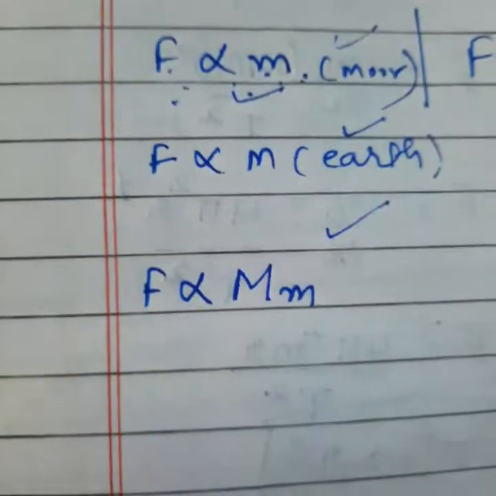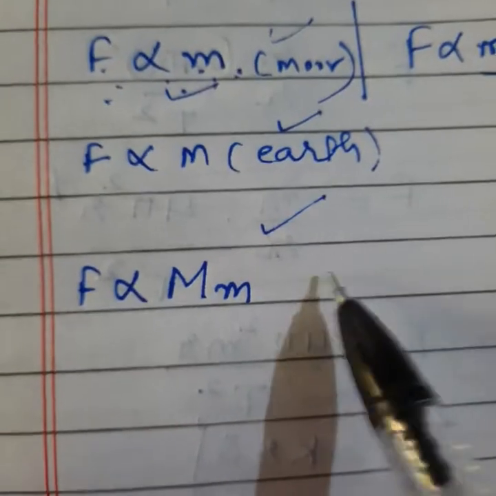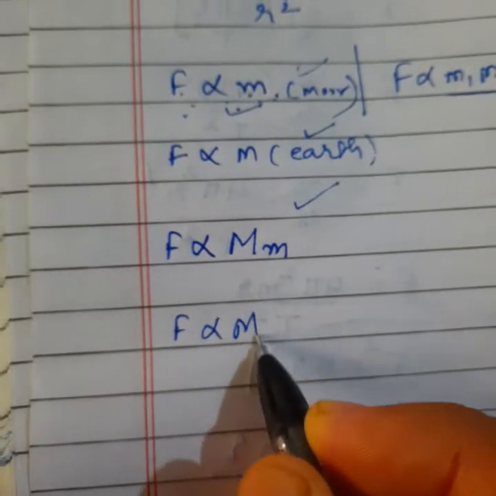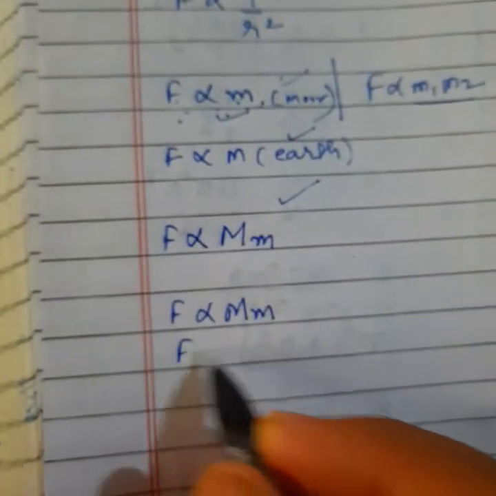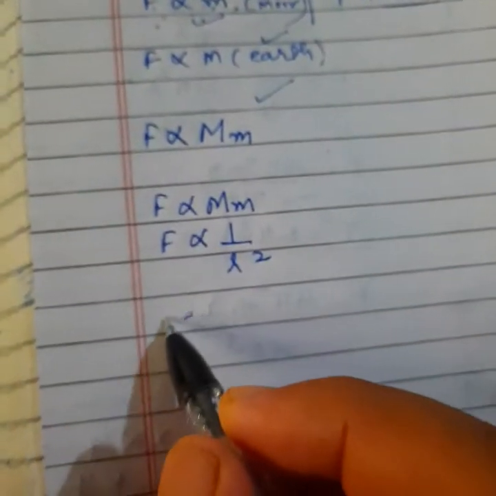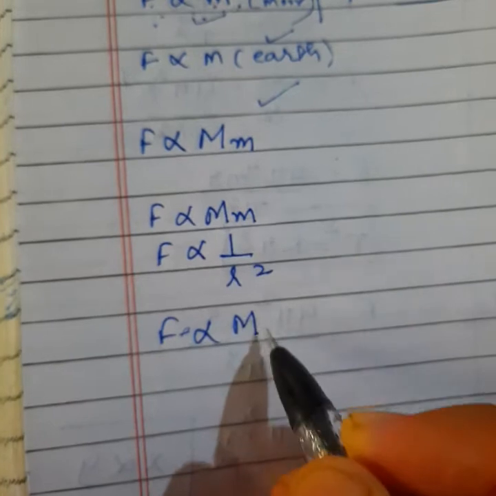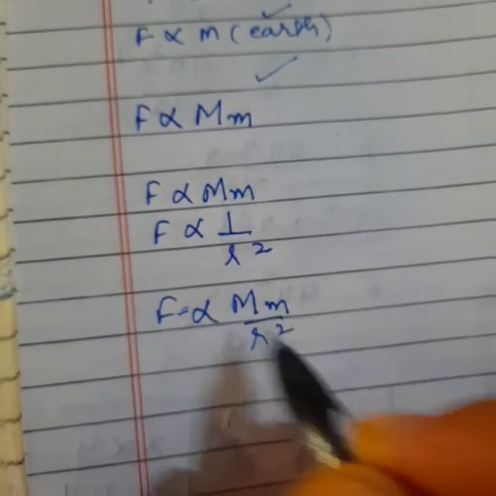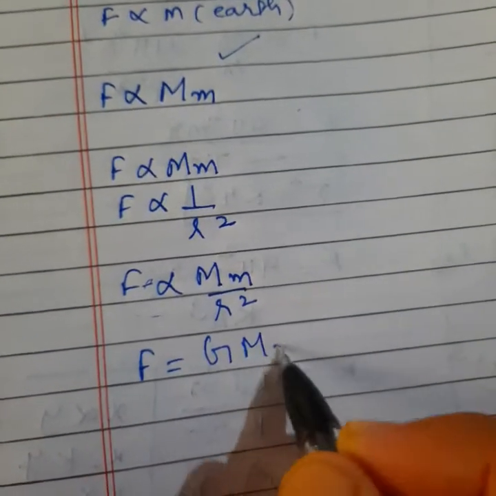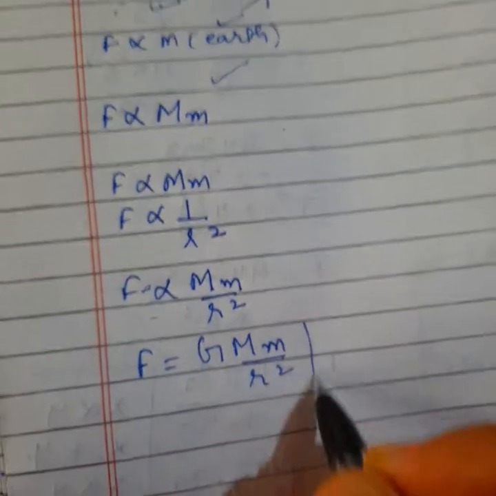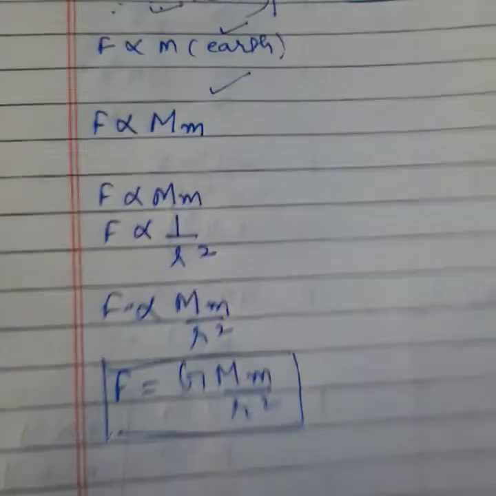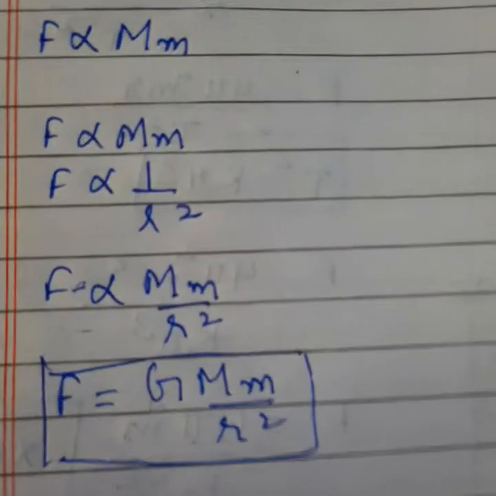I merge both statements. If you take Jupiter, a third term will also come here. So F is directly proportional to capital M, small m, and F is inversely proportional to 1 by r square. Combine both, then we get F proportional to capital M, small m divided by r square. Remove the proportionality, so F is equal to G capital M, small m divided by r square. This is the universal law of gravitation, or we can say the inverse square law of gravitation.